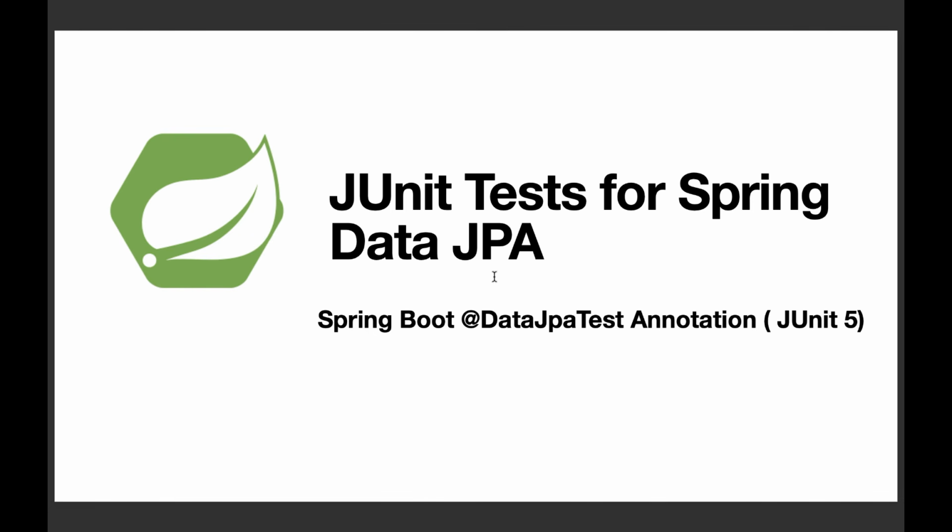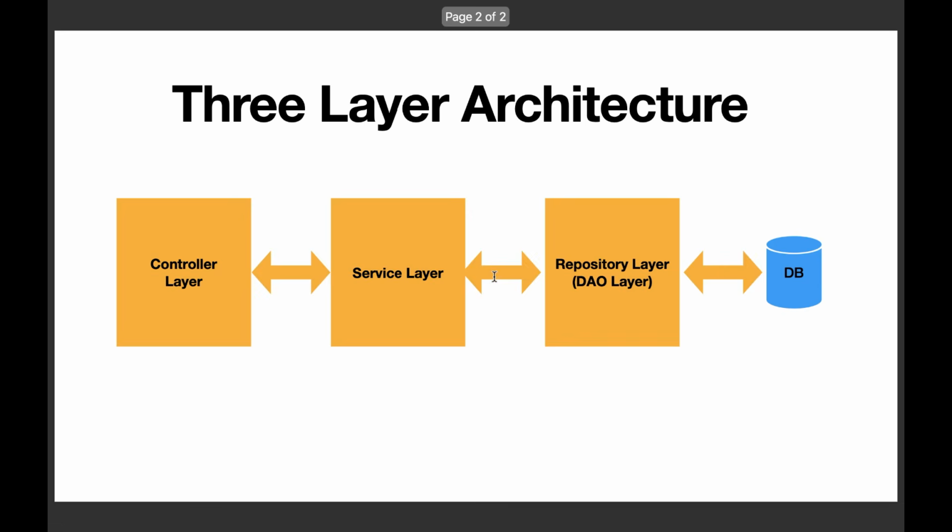And if you can see here, this is a 3-layer architecture, and this is a widely used architecture in Spring based applications. We have a controller layer, service layer, and repository or DAO layer. And we are going to focus on the repository or DAO layer in this video. We are going to write JUnit test cases for the repository layer or DAO layer.